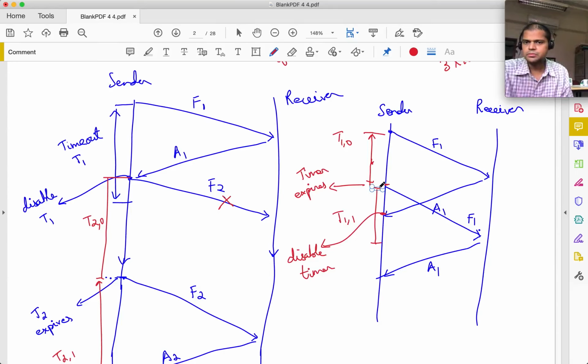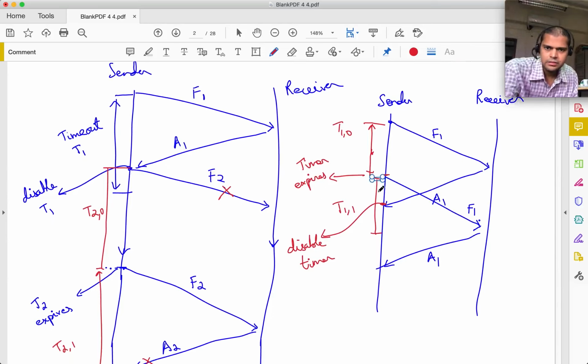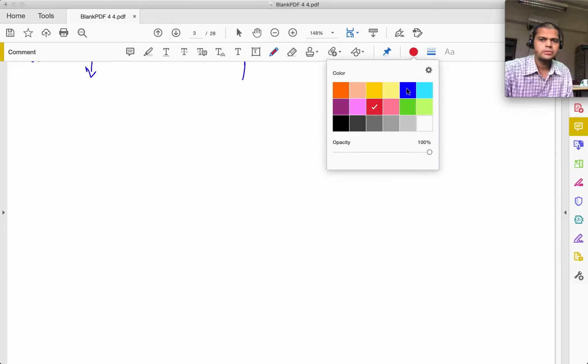It shouldn't be too small. If it's too large, that's fine. You're not going to send unnecessarily the same frame again and again. But there's another problem there, that you'd be wasting a lot of time in certain cases when the timer value is quite large.